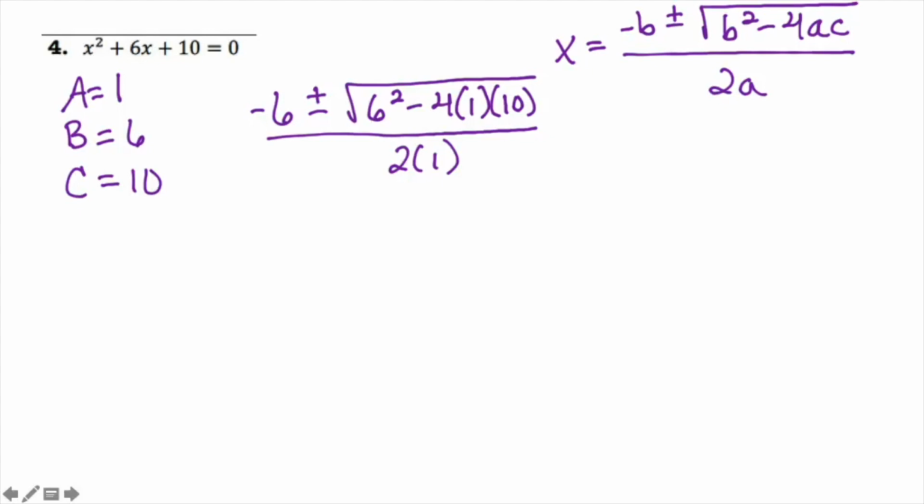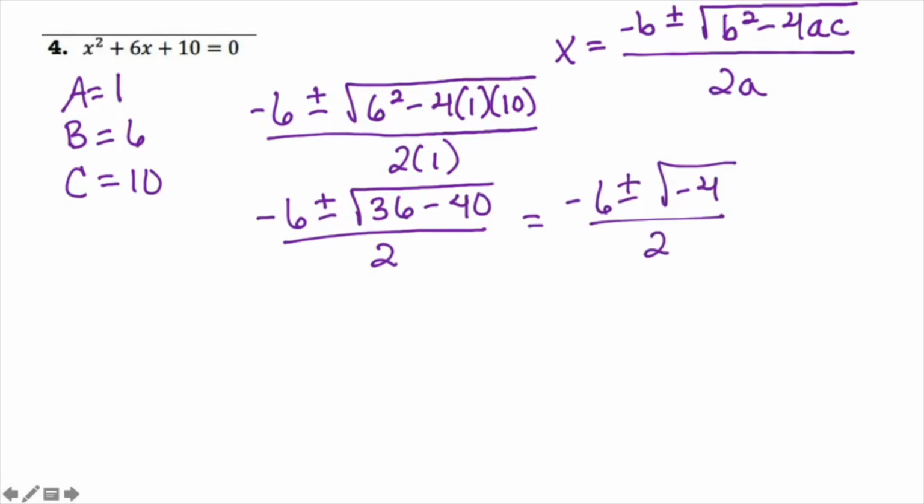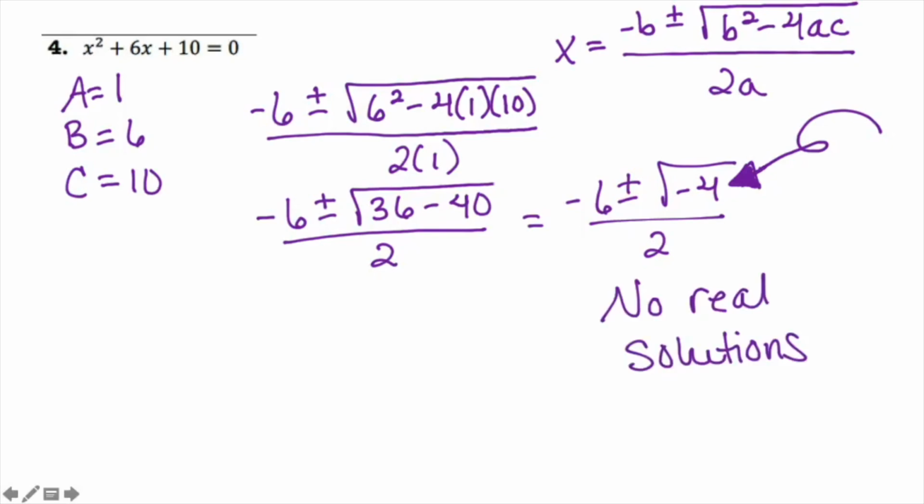And you're going to use the order of operations to solve for your two answers. So we get negative 6 plus or minus the square root of 36. Negative 4 times 1 times 10 is minus 40, all over 2 times 1, which is 2. So we can combine 36 and negative 40, and you get negative 4. So we know that if that radical is negative, we automatically know there are 0 solutions. So we're going to say no real solutions, and we're done.